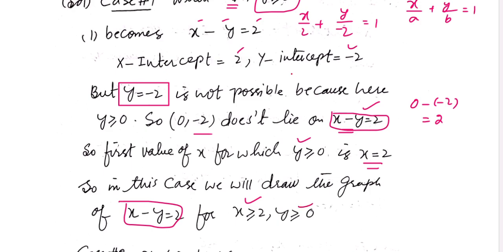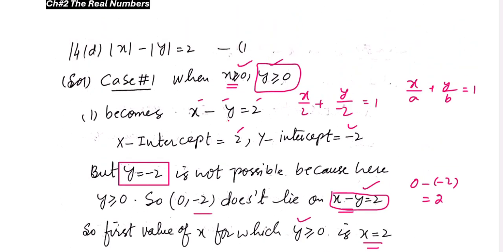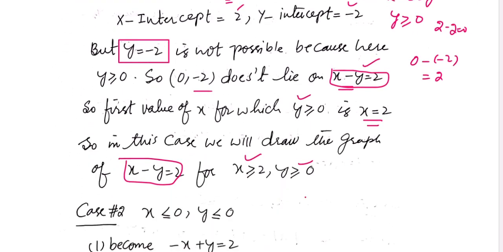In other words, because I need non-negative y, if I find the value of y from here, this becomes x minus 2 is equal to y. Now to find y greater than or equal to 0, which value of x will work here? We put x is equal to 2 here. When you put x is equal to 2 here, this becomes 2 minus 2, which is equal to 0. It means when you take x greater than or equal to 2, your y will be greater than or equal to 0. So this is the main mistake here.